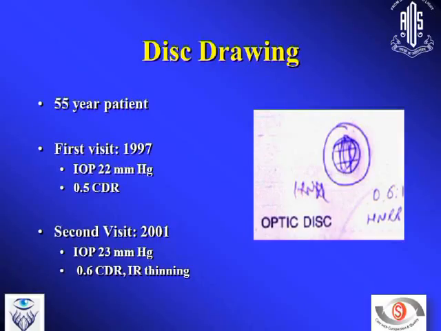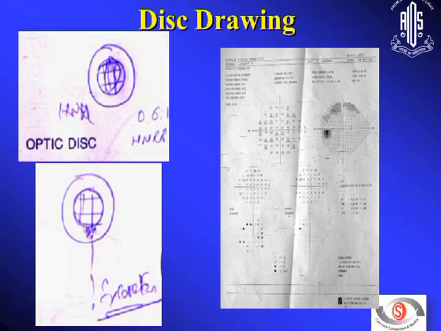This is one of my patients. I do disc drawing very diligently because that is what I was told. You can see I have drawn a healthy neuroretinal rim, and this time 0.5. The patient came back after 4 years, lost to follow-up, and this is what I have drawn now. Excavation, the visual field is normal, the pressures are high. This drawing labels progression.